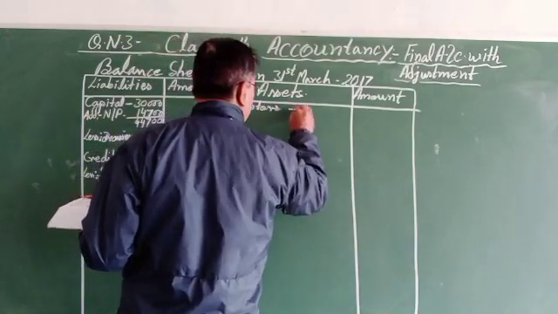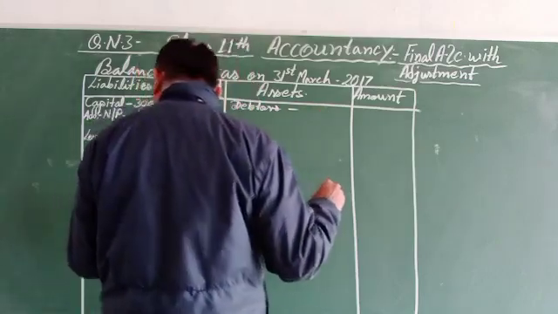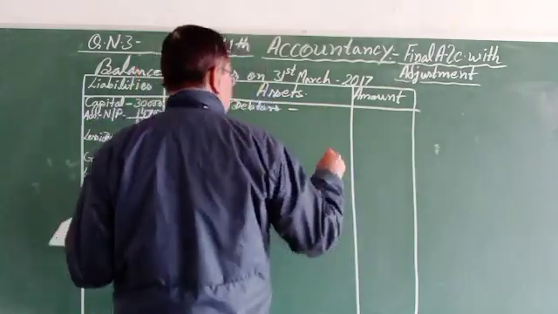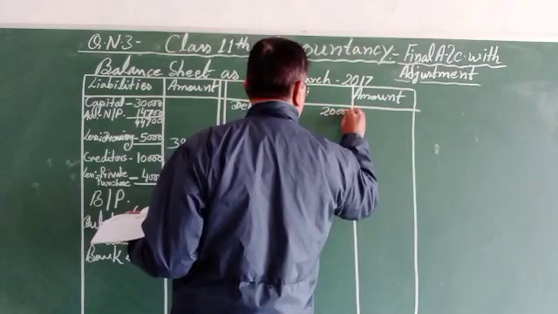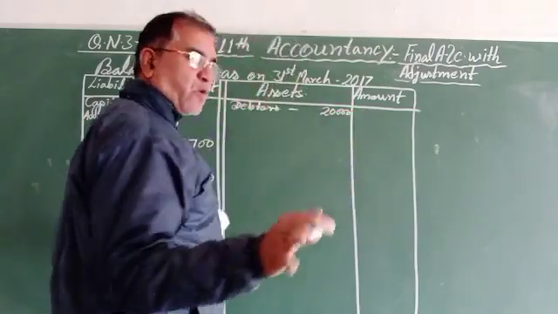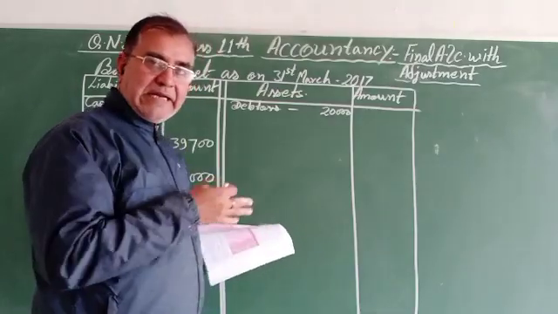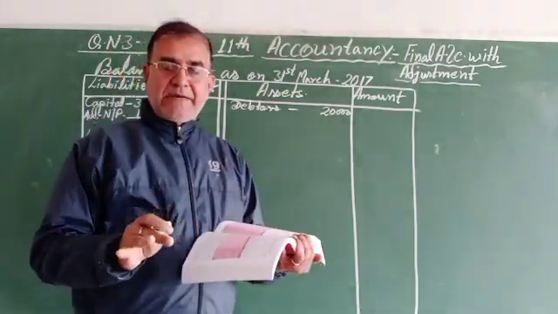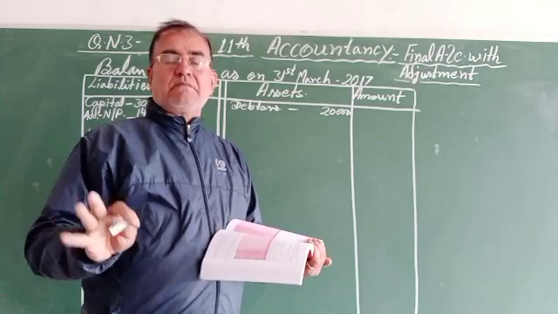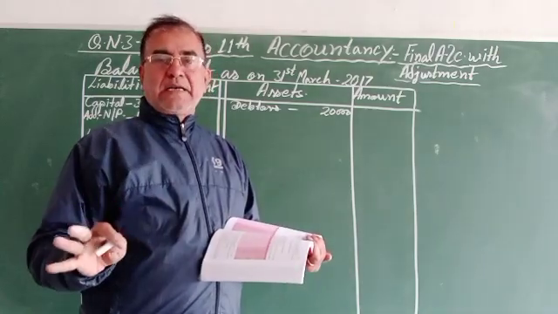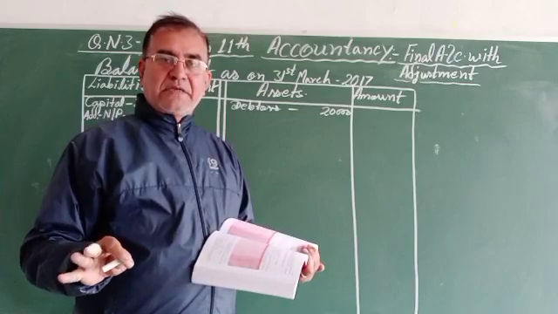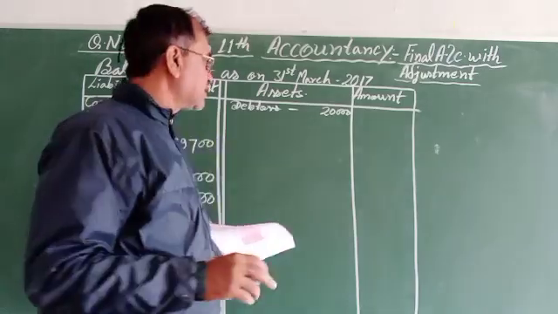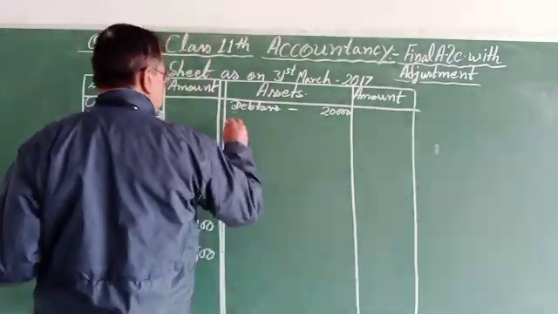Debtors, that is given 20,000. Less provision, whatever is in the additional information. A provision is to be made for the doubtful debts, that is 5% on debtors. So less provision.